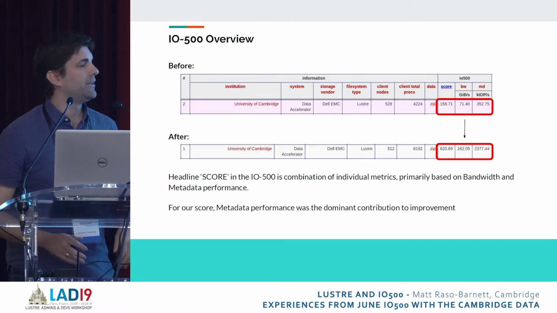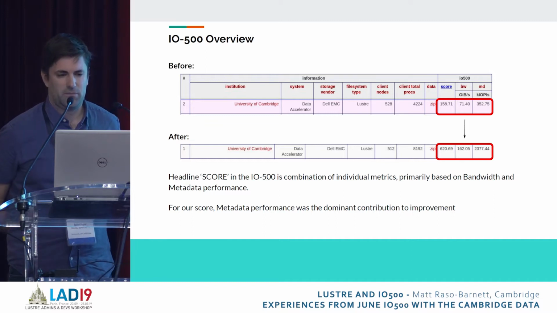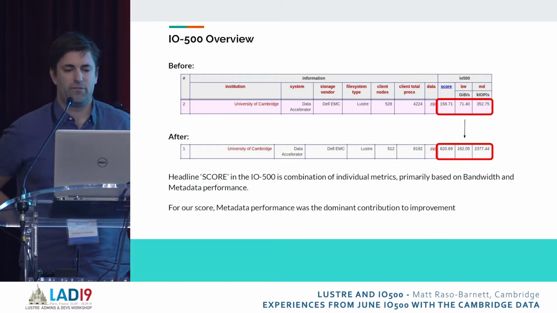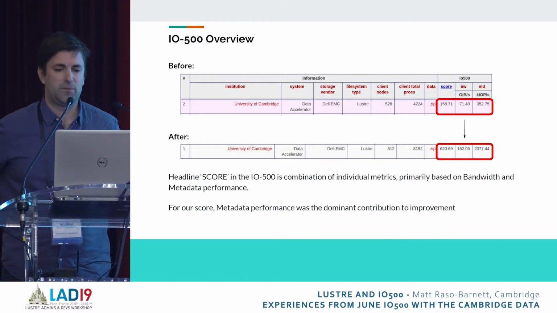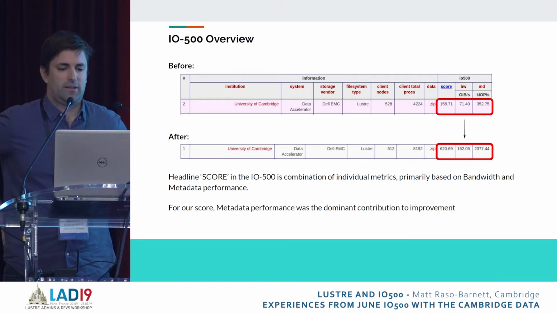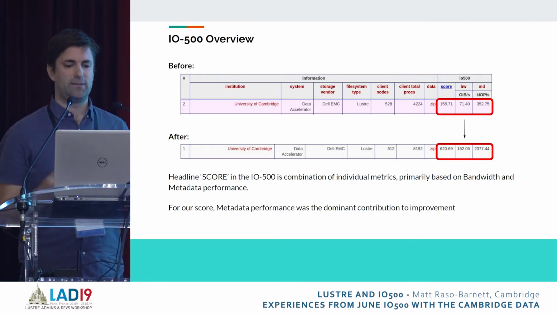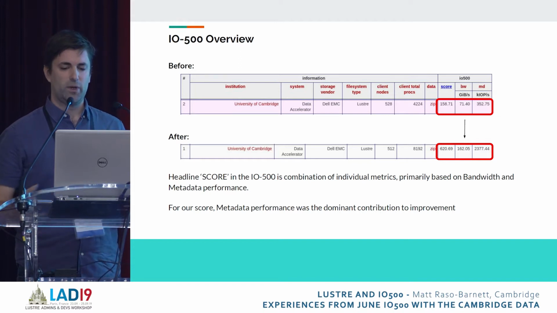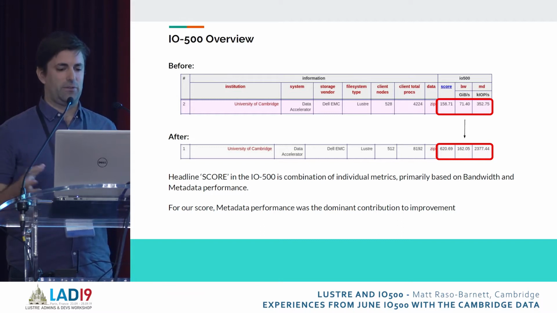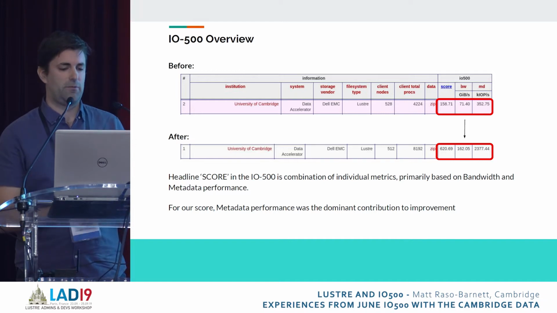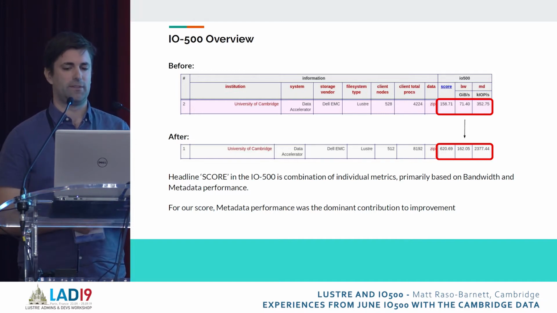So this was the before and after of our score. The IO500 is a fairly new benchmark suite, but it's trying to provide an overall measurement combining bandwidth and metadata benchmarks with best and worst case scenarios, meant to be a fair benchmark that represents the overall performance of the system.